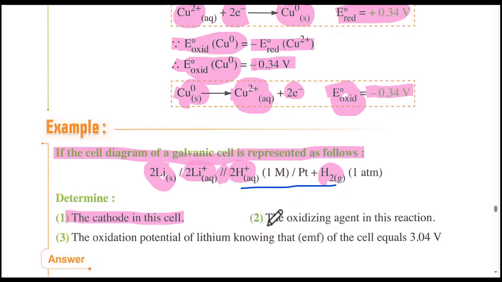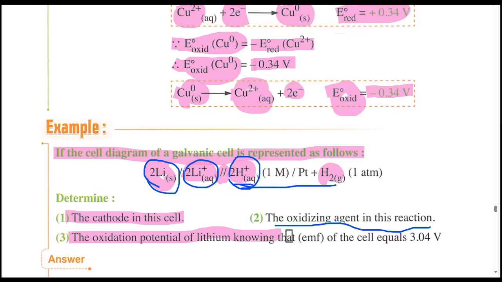The oxidizing agent. The oxidizing agent is the agent that oxidizes another substance, taking electrons from it. So the oxidizing agent here is the hydrogen ions, which take electrons from the lithium electrode and transform it into lithium ion. So the hydrogen electrode here, or hydrogen ions, is the oxidizing agent in this reaction.